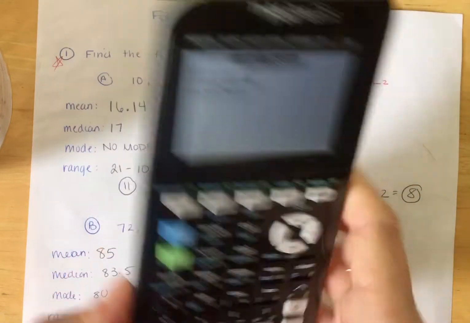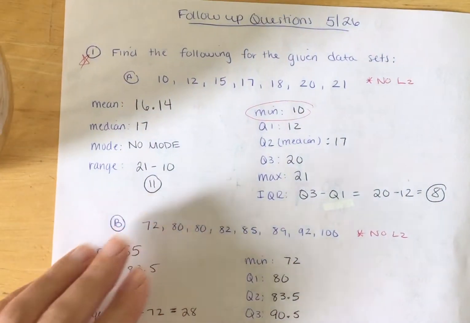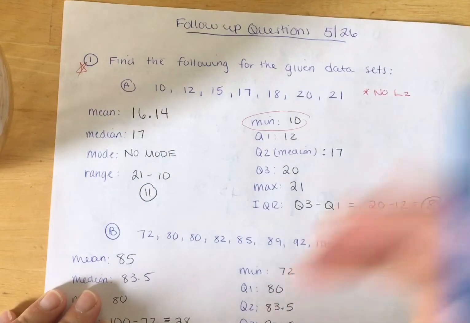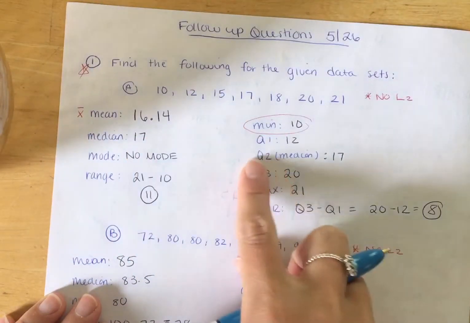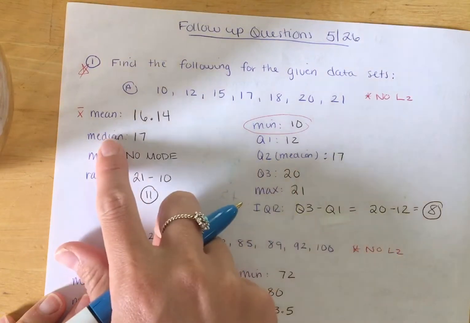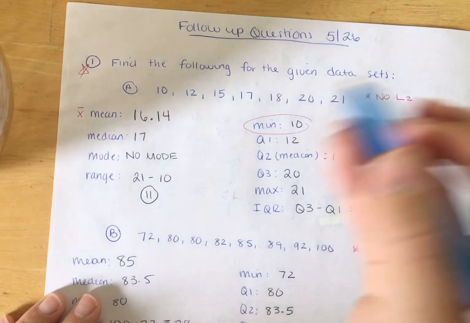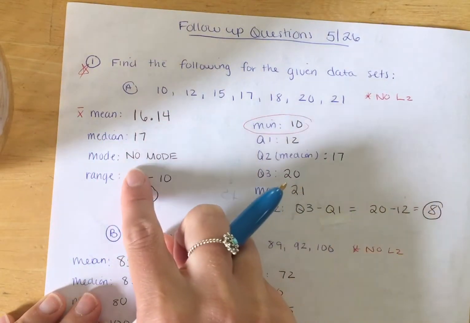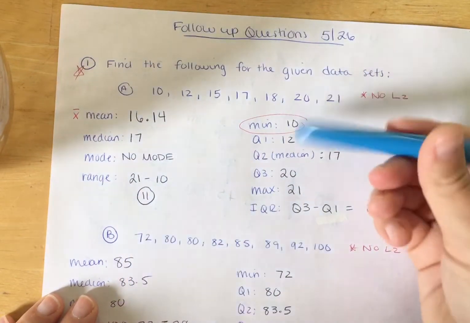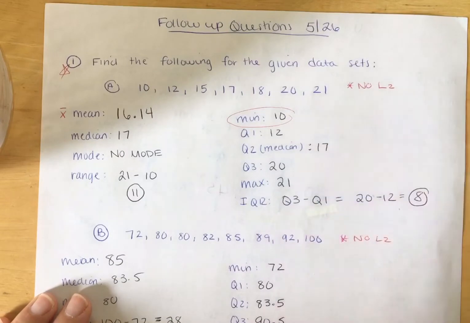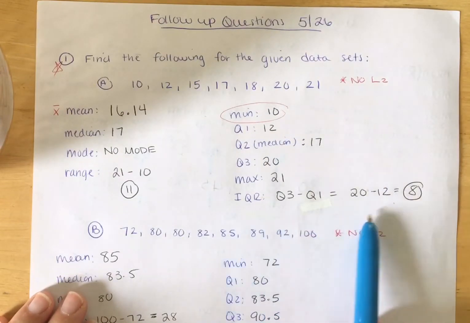And then when you would hit enter, you'd get all of this information. You'd get your mean, remember that's the X with the line above. The median is the same as your Q2, so it says median, but just know that's also your Q2. There's no mode for this one. You have to actually write the words no mode. The range is 11, and then the rest of the stuff you can see. All of that is in your calculator. The interquartile range, you should have gotten 8.